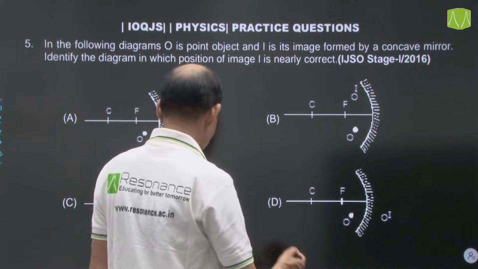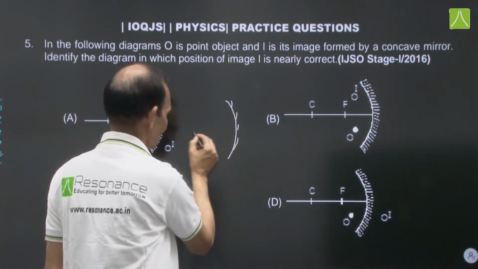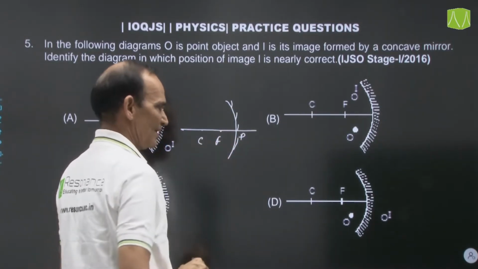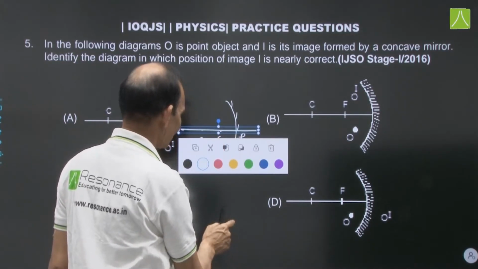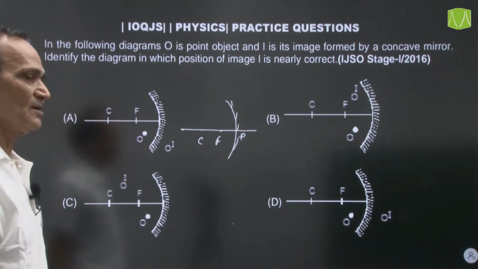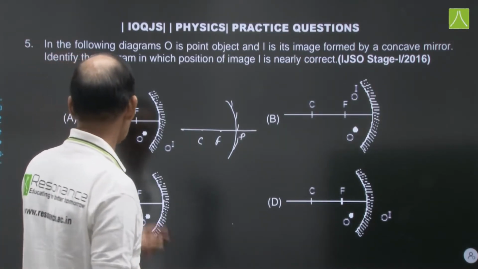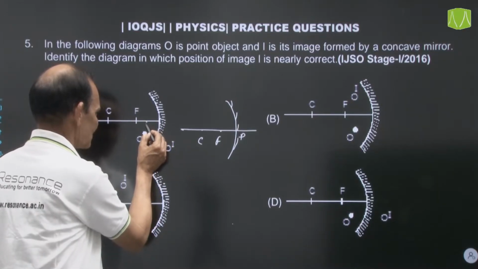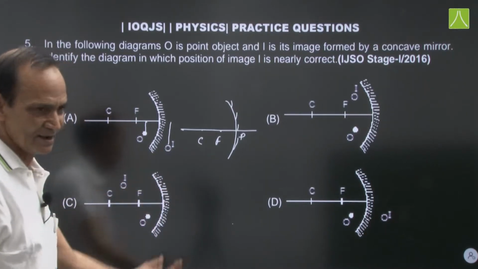We know very well that it is a concave mirror, it is pole, it is F, it is C. When object is placed between pole and focus point, then image will be virtual and magnified. Now think about first option. Object is here, image is here. This is smaller, this is bigger, virtual and magnified.